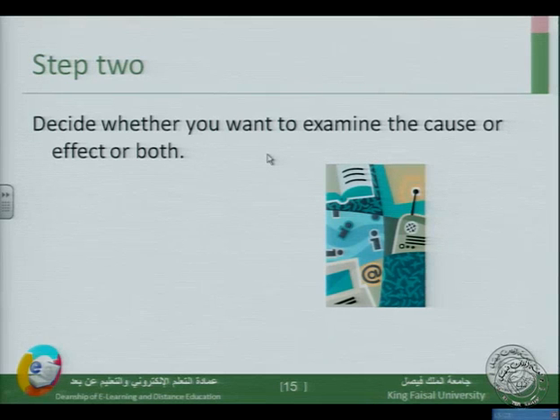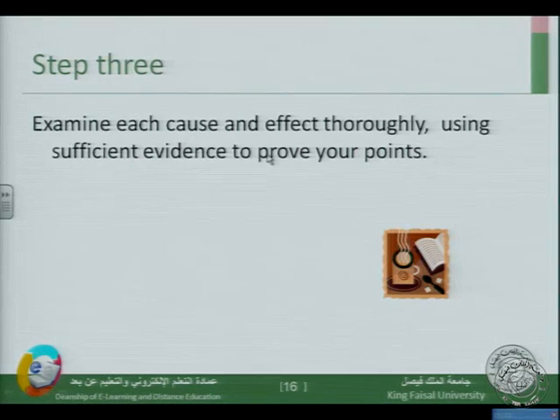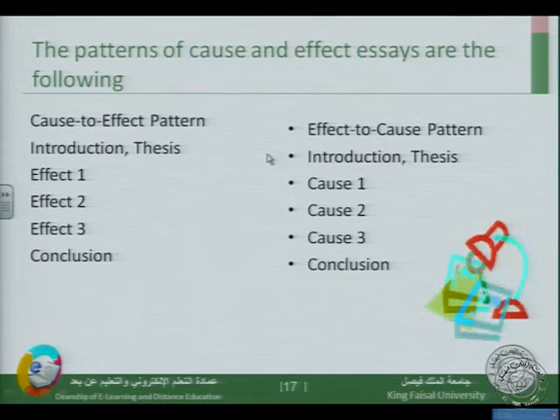Step number 2, after you've decided the topic, you have to decide whether you want to examine the cause or effect or both of them. Usually people write about both the effects and the causes. Step number 3, examine each cause and effect thoroughly using sufficient evidence to prove your points. So here you need to examine each cause and its effects and provide some facts, examples, and evidence.